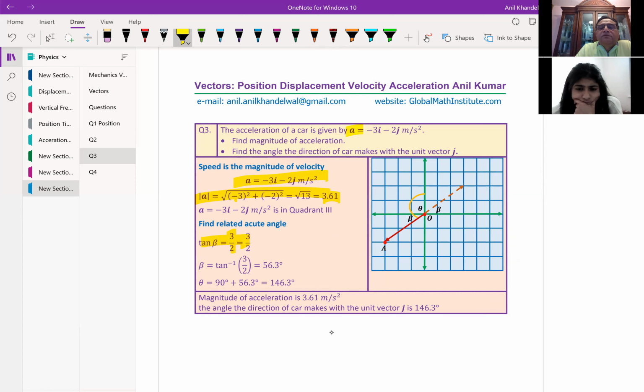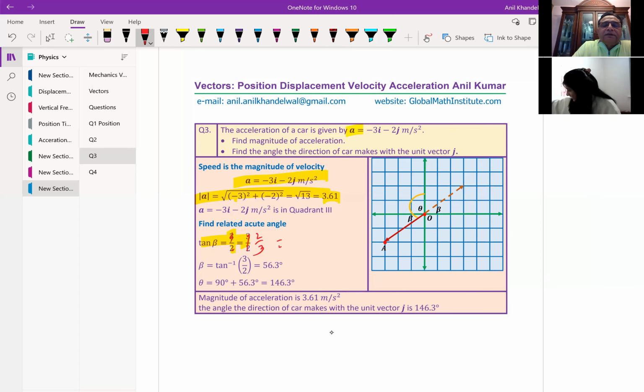I should have written it the other way: change in y over change in x, because the y value is 2, right? So this is incorrect. Anyway, can you please redo the calculations? Let's do 2 over 3.